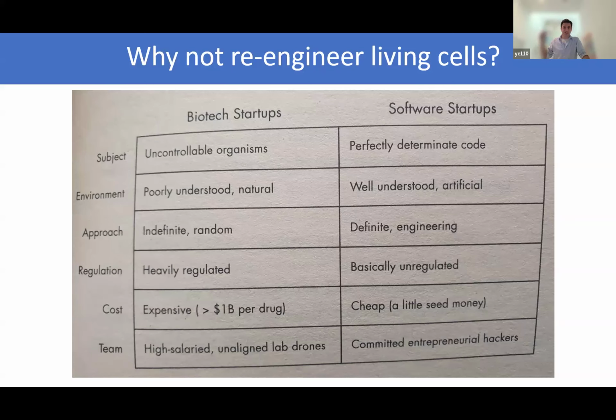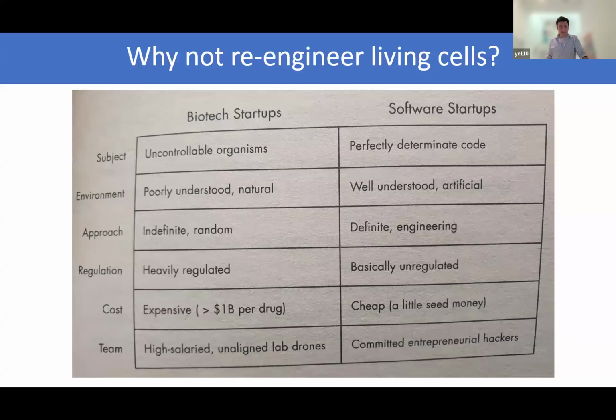With software, everything's well understood, everything is artificial. Regulation: biology is heavily regulated. If you want to re-engineer bacteria to sense a toxin in a lake, and you want to put that engineered bacterium in a lake, the chance of that getting approved is infinitesimally small. There are all sorts of regulatory hurdles. The bacteria could mutate. It could have all sorts of unintended consequences, which is why genetic engineering as a concept is heavily regulated. With software, it's basically unregulated.